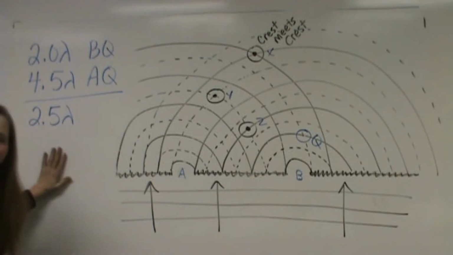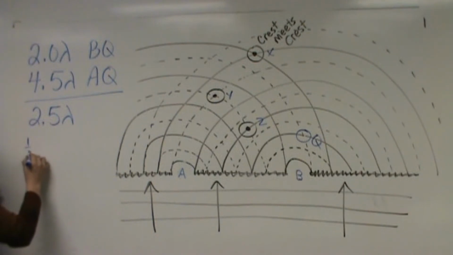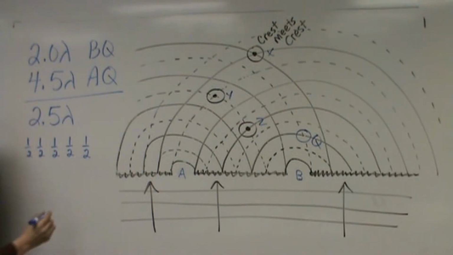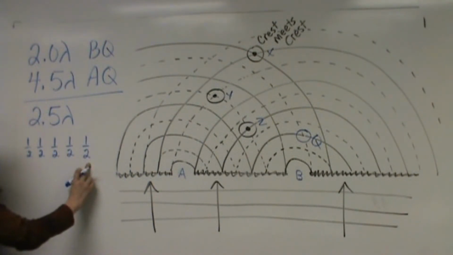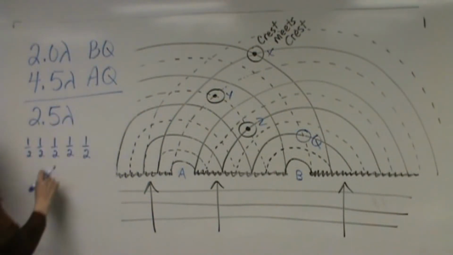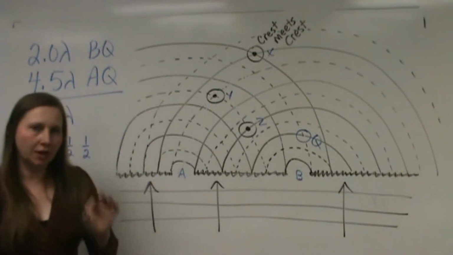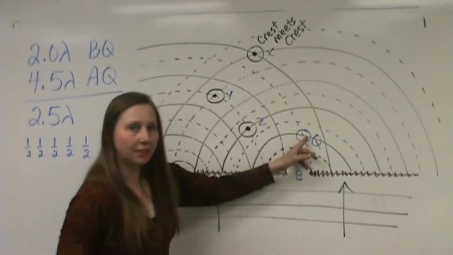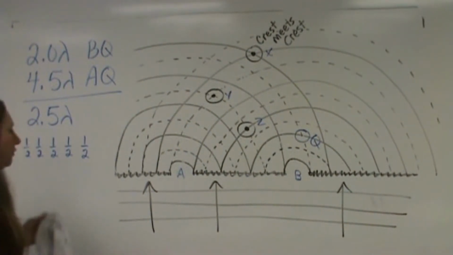That's 5 half wavelengths. Because you would have a half plus a half plus a half plus a half plus a half. That would be half and a half would be 1, half and a half would be 2.5. So the difference between these two is 5 half wavelengths. Since there is an odd number of half wavelengths differing between this wave at this point and this wave at this point, that is destructive interference.